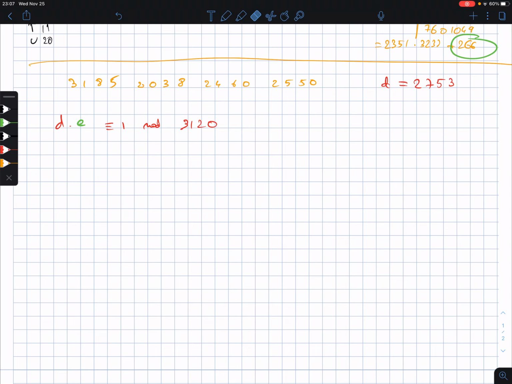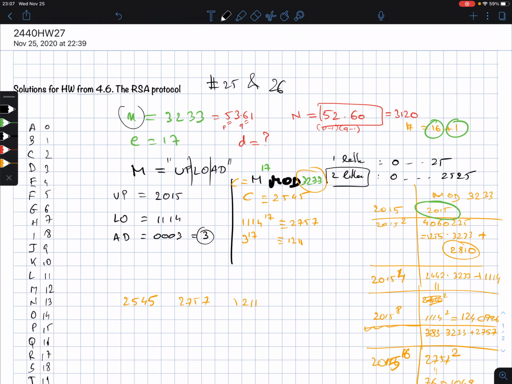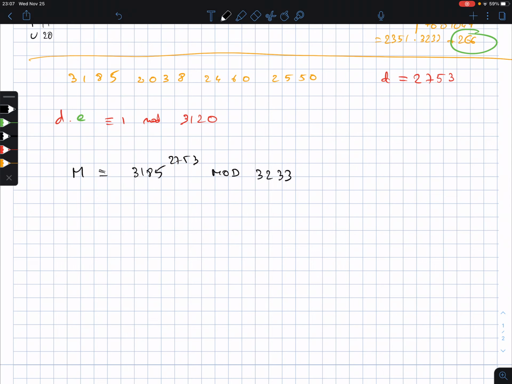Okay, so what we need to do is decode. So what is the first letter? Well, that is going to be 3185 to the power 2753 modulo 3233. It's always the same. Now this is back to the old modulus, the product of the two primes. This is the n here, right? That's now the one that we're talking about. Okay, so I'm resorting to Wolfram Alpha here.